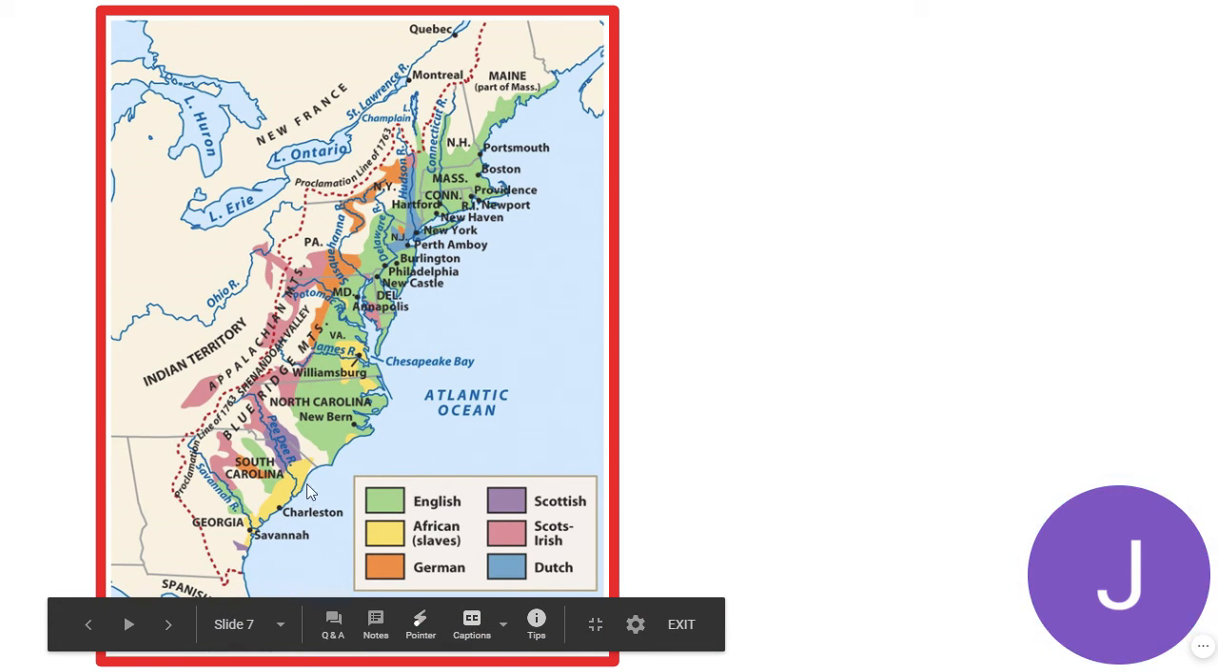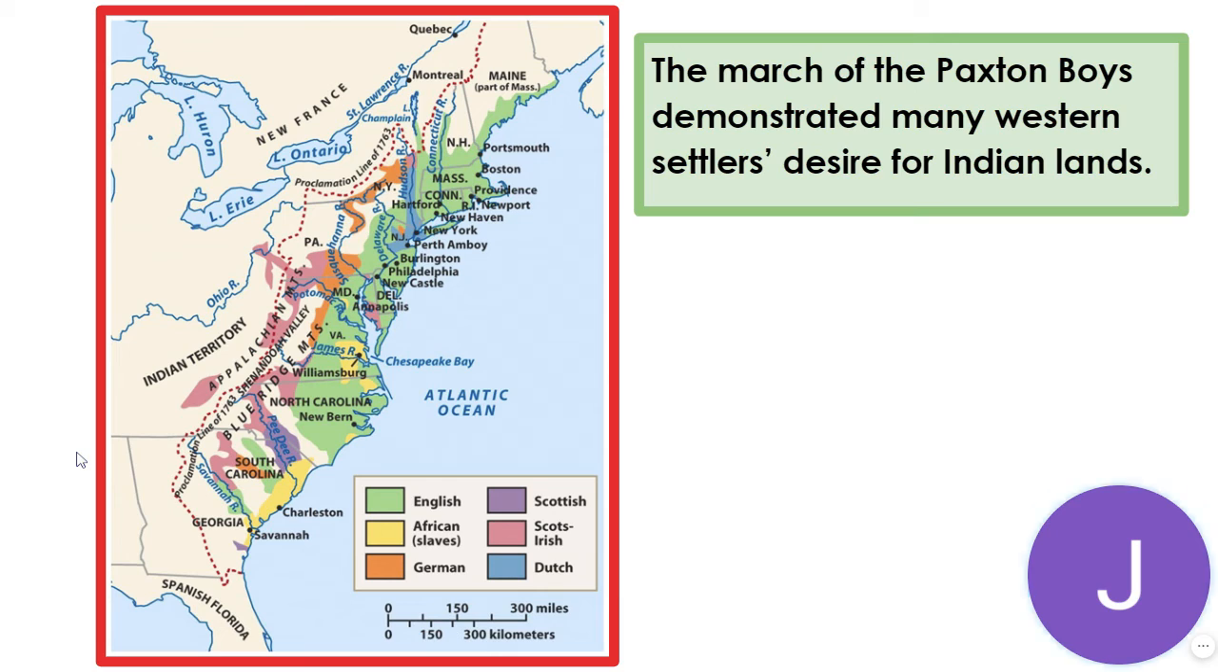Okay, so we're going to have an event known as the March of the Paxton Boys, and this is going to take place in Pennsylvania. And this group is going to band together, and they're going to be marching west, and they're trying to get more land, which is going to be a common theme. And in the process of doing this, they're going to engage in a lot of battles with Native Americans, and there are going to be some massacres that take place because of this. The March of the Paxton Boys.